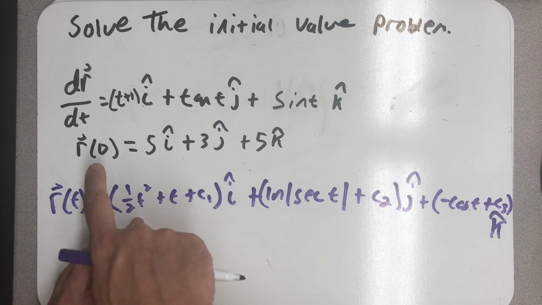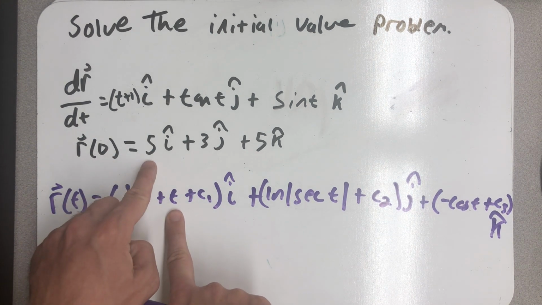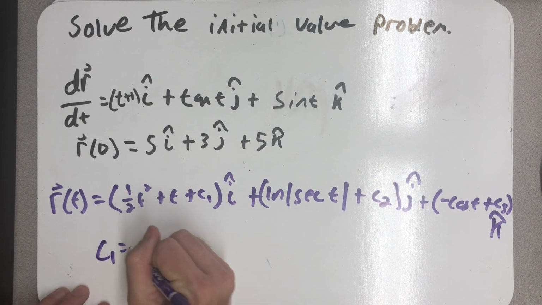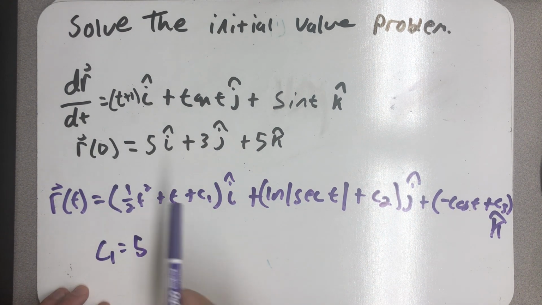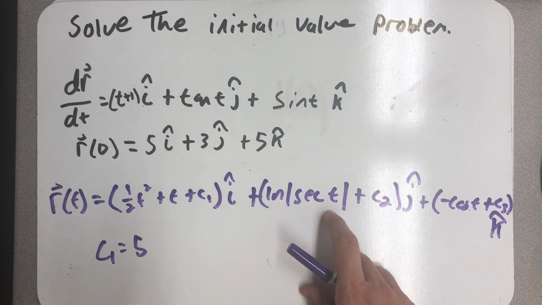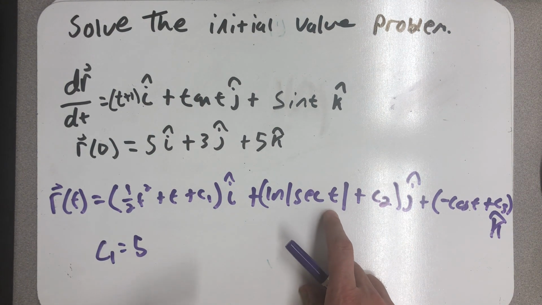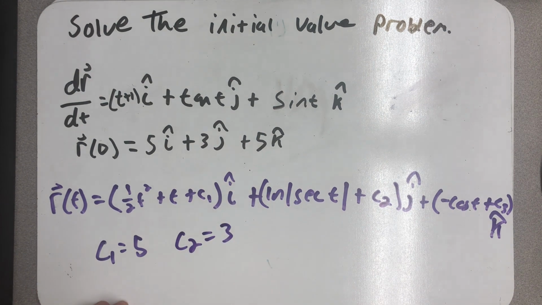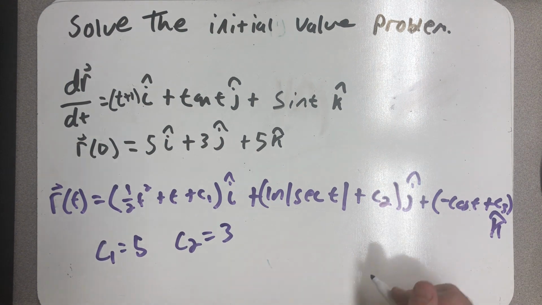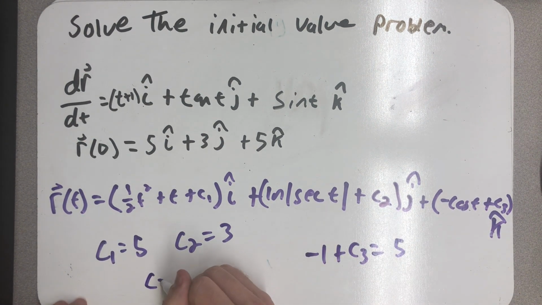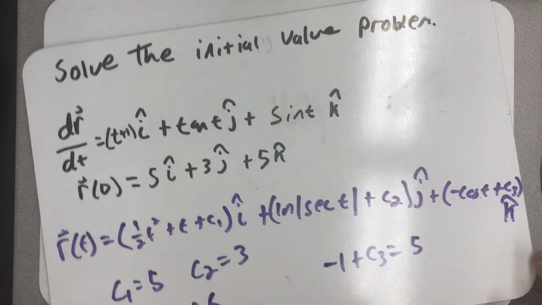Because now I know that when t is equal to 0, the i component is supposed to be equal to 5. So putting in a 0 for t reveals that c1 has to be 5. Plugging in 0 to the j component, I'm supposed to get out 3. The secant of 0 is 1. The natural log of 1 is 0. 0 plus c2 is supposed to be 3, so c2 has to be 3. And here in the last component, the cosine of 0 is 1, so I have minus 1 plus c3 is supposed to be equal to 5, so c3 is equal to 6.